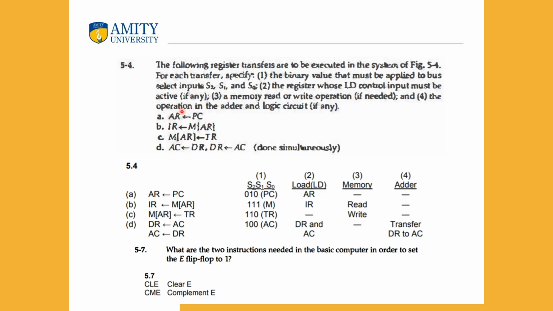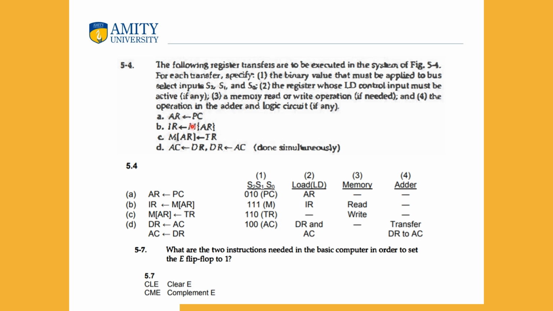In order to add PC to AR, PC must copy to the bus. So we will use the code for the PC. PC is connected to the bus using the sequence of 0, 1, 0. Hence S0, S1 and S2 will be set to 0, 1, 0. Load of AR will be set to 1. It will be active so that AR can have the data copied into it. And since it does not have anything to do with the memory or adder, they will be set to null.